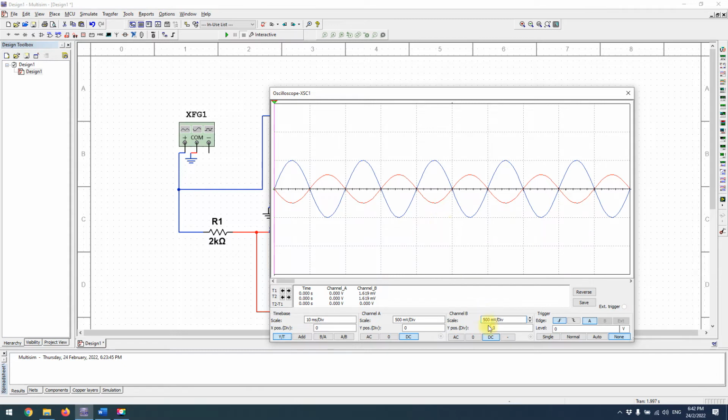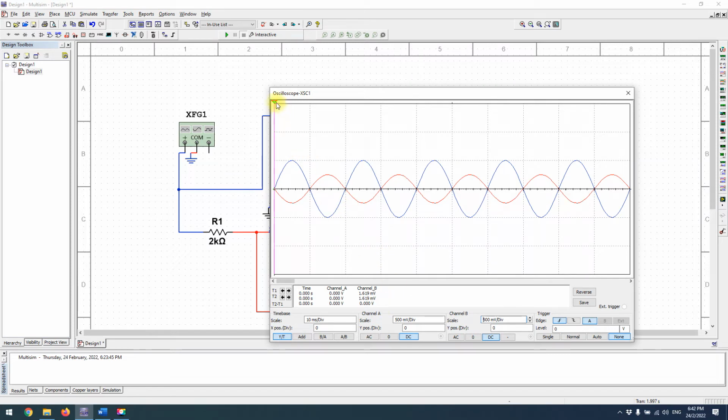Now the time base scale for one box is 10 milliseconds. Since one wavelength is your period, 10 milliseconds plus 10 milliseconds, you get 20 milliseconds. 1 divided by 20 milliseconds gives you 50 hertz. So it is correct, 50 hertz for both input and output.